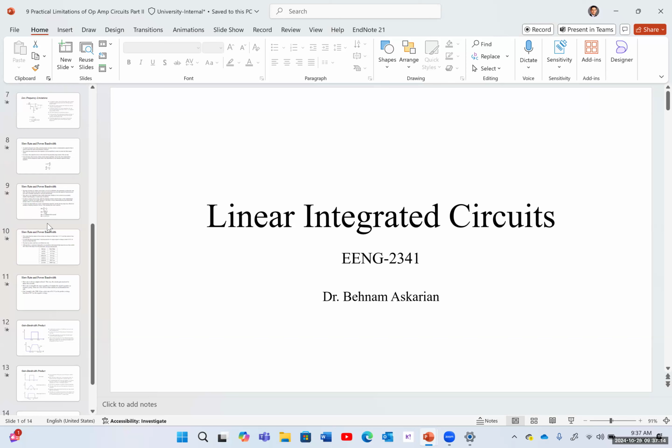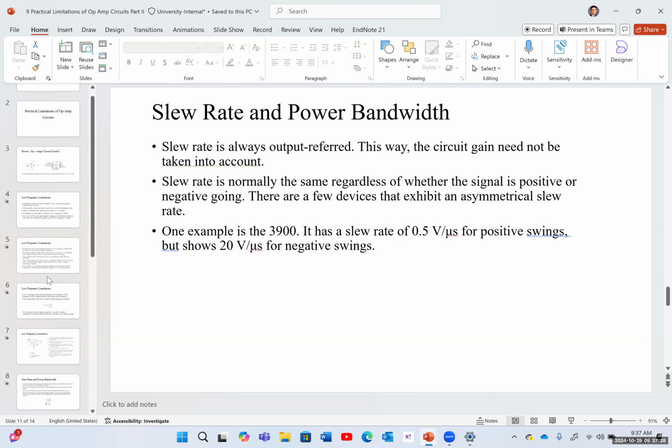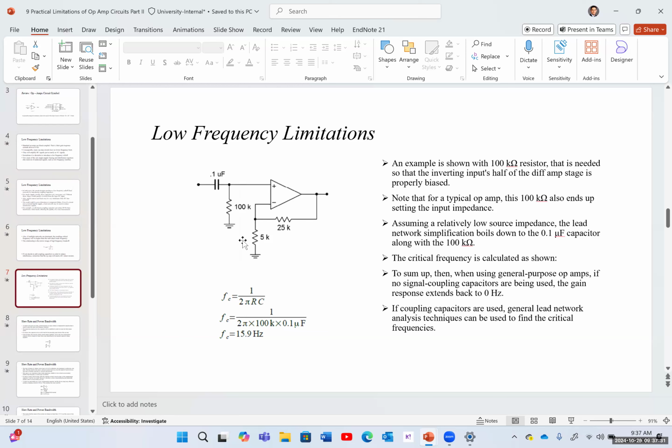In the last class, we went through practical limitations of op-amps. Specifically, we spoke about the lower cutoff frequency of the op-amp. And we realized that the lower cutoff frequency of an op-amp itself could go down to 0 hertz, or DC. The element that determines the lower cutoff frequency is actually the coupling capacitor, which is connected to the op-amp.